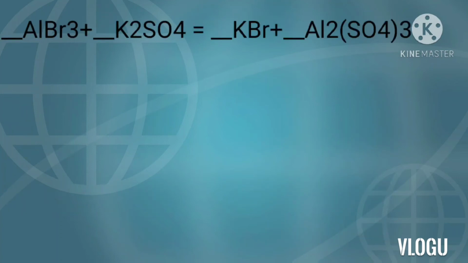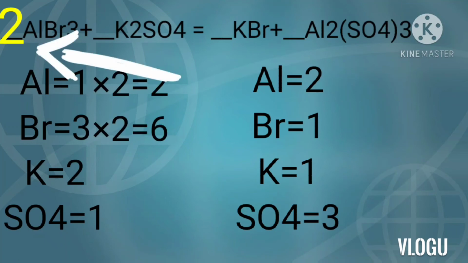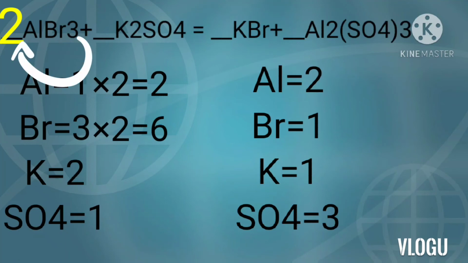Aluminum bromide plus potassium sulfate equals potassium bromide plus aluminum sulfate. Bring down the given terms. Aluminum has 1 and 2, bromine has 3 and 1, potassium has 2 and 1, and sulfate has 1 and 3. Oh my. Let's start with aluminum on the left. To make it 2, let's put 2 before the aluminum bromide and multiply it. Aluminum 1 times 2 equals 2, and aluminum is together with bromine, so we can't skip it.